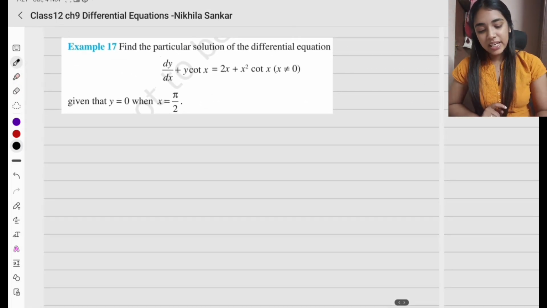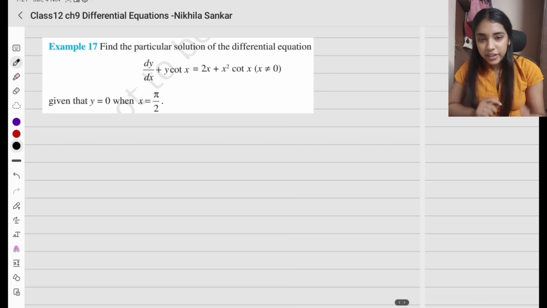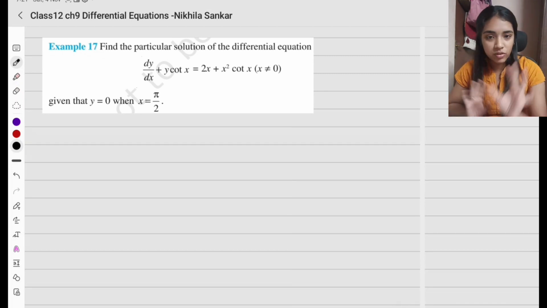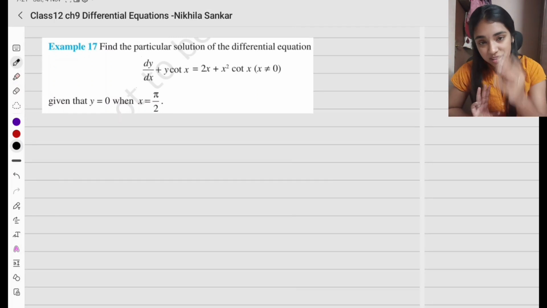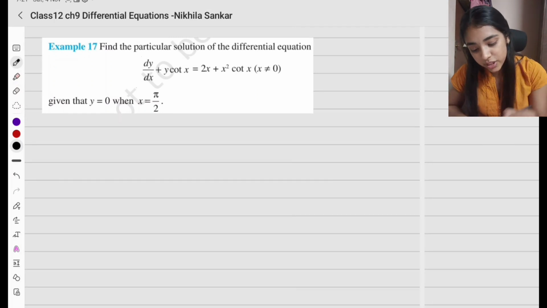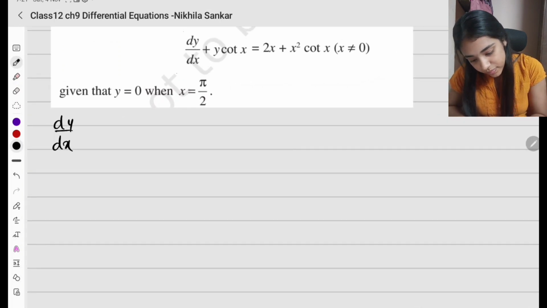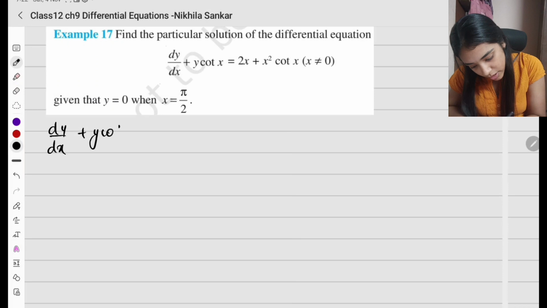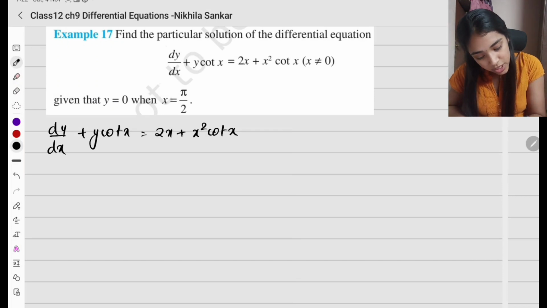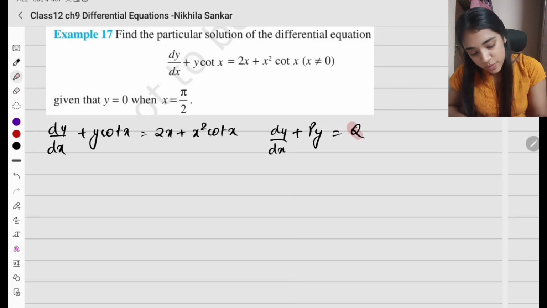Example 17. So far we have been finding a general solution. Now we have to find a particular solution. We have to put in the value, that's all, it's done. Find the value of c and write the final solution, which is a particular solution. Now I have dy by dx plus y cot x equals 2x plus x square cot x. So this is of the form dy by dx plus py equals q. So, what is my q? It is going to be this. What is my p? It is going to be cot x.